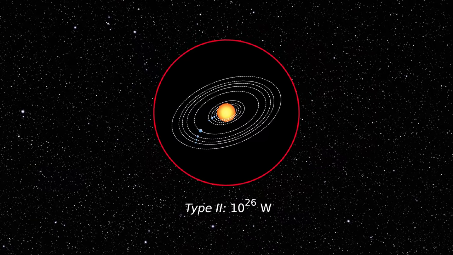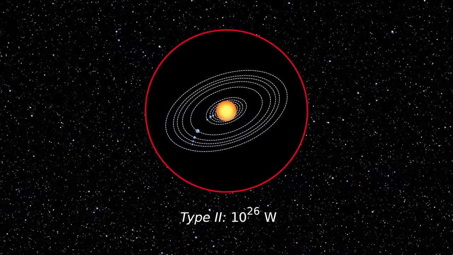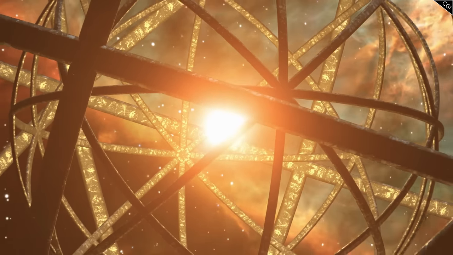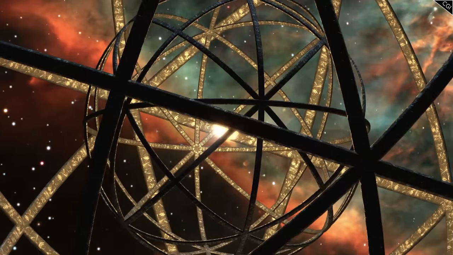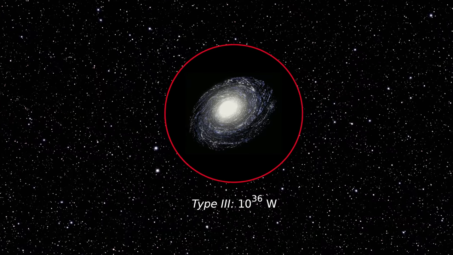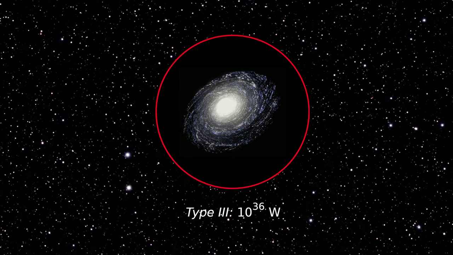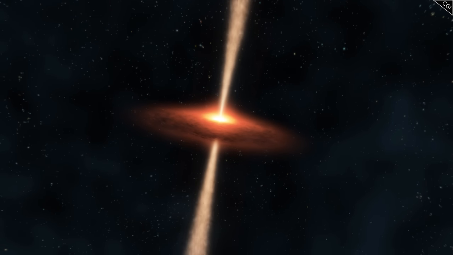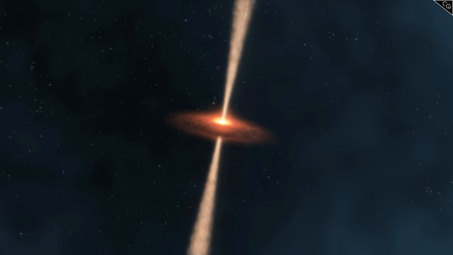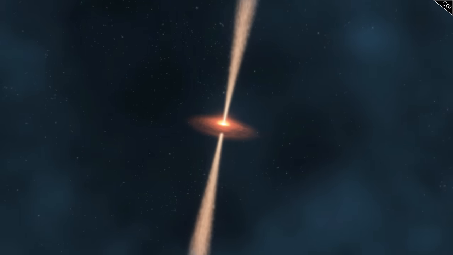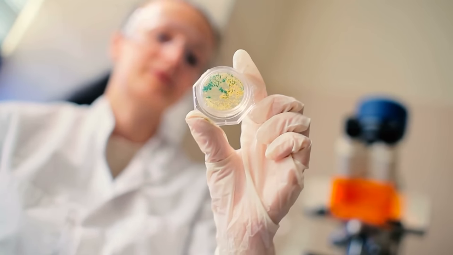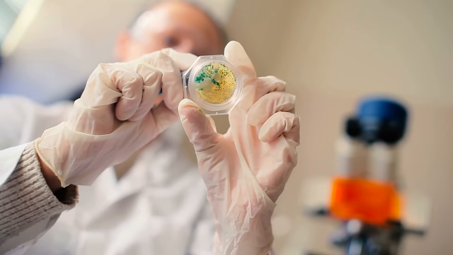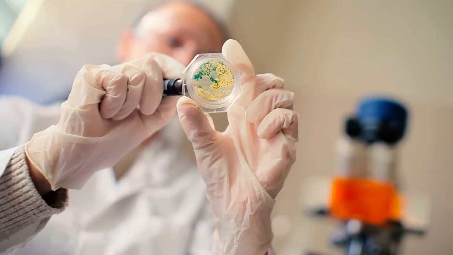Type 2 civilizations completely utilize the energy available from their star, possibly by building a giant megastructure such as a Dyson sphere to capture and utilize all of its energy output. Type 3 civilizations would be able to utilize the entire energy output of their galaxy. We have seen no evidence of an alien civilization such as this one, which is for the best, as they would likely see us in the same way we see bacteria. Mildly interesting, but otherwise completely beneath their notice.